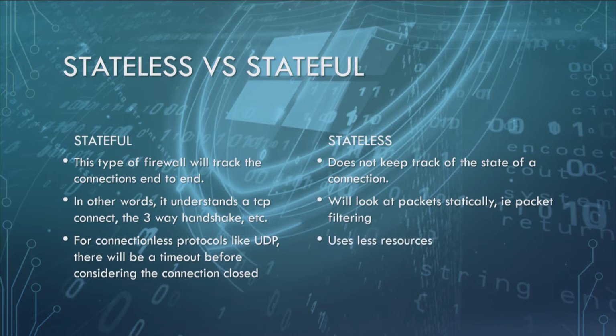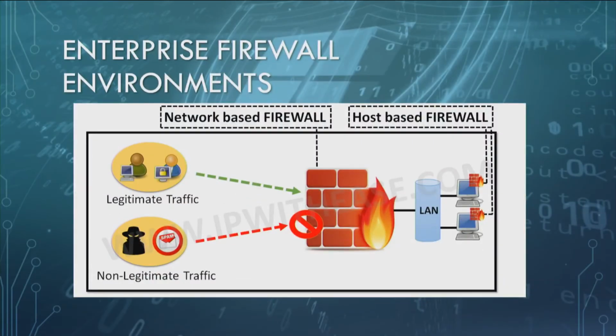It uses fewer resources because it's not spending all the resources looking at and understanding the session states and stuff like that. So this is kind of what your network firewall setup is going to look like. You're going to have your firewall sitting on the border of your network, and then you're going to have a LAN with all your host computers. And each of your host computers is also going to have a firewall. I think Mike is going to be talking about the network firewalls in a different module. Today we're going to be talking about the Windows firewall and stuff like that.